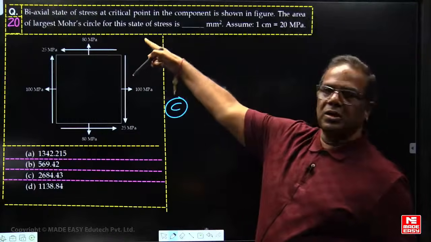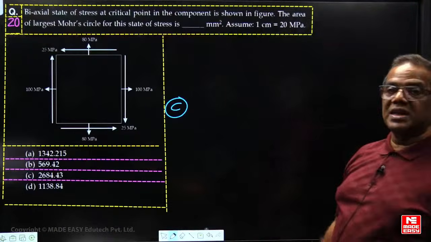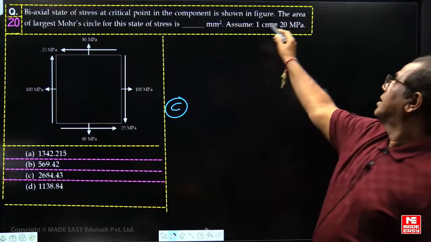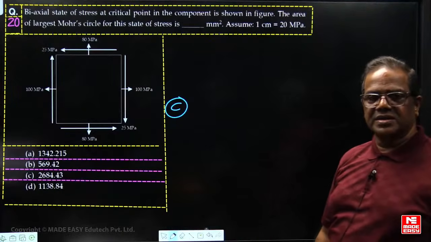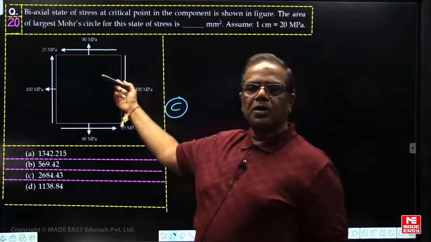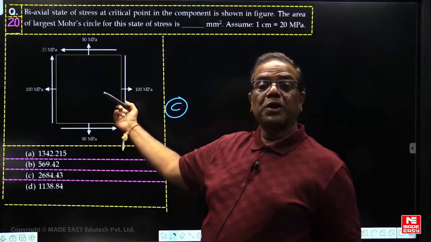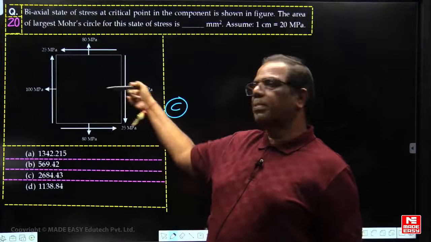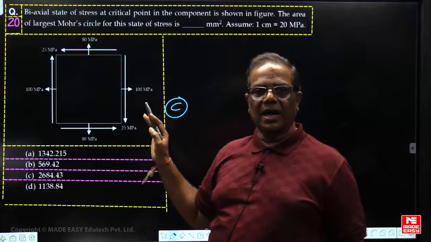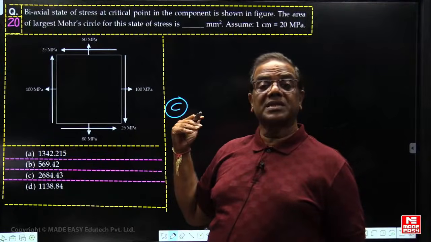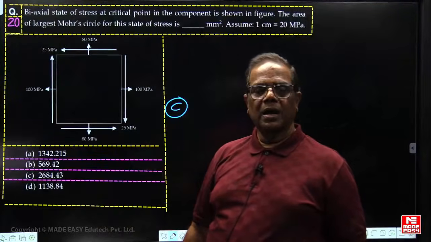Mohr circle question now. Area of the Mohr circle is being asked. The area of the largest Mohr circle for this state of stress. What do you have to do now? Find out the principal stress. Here both principal stresses are like in nature.